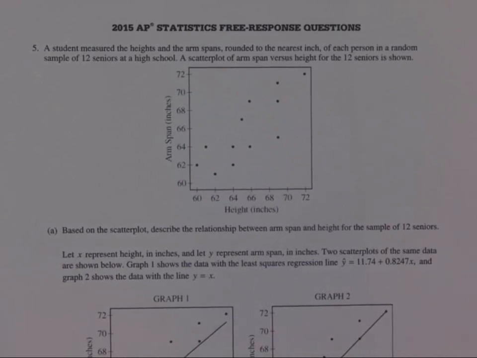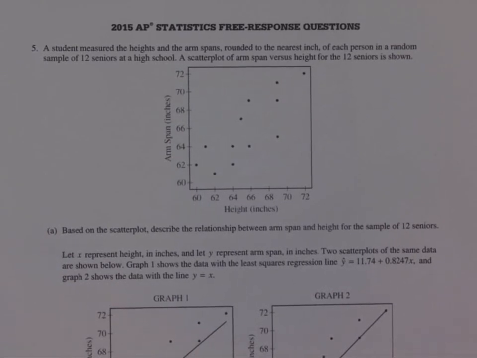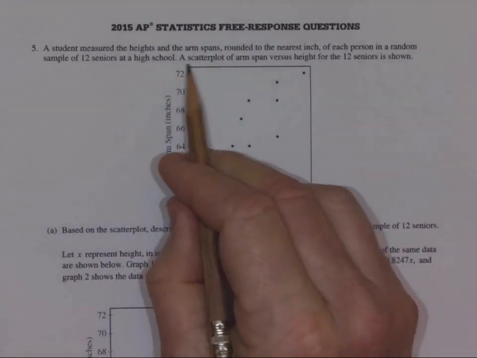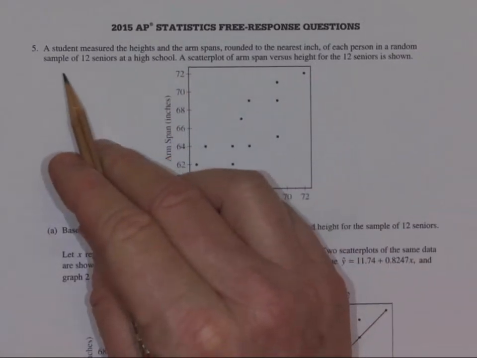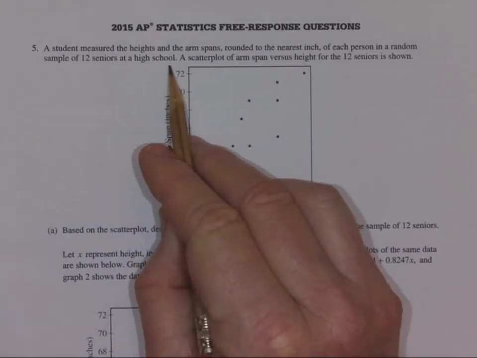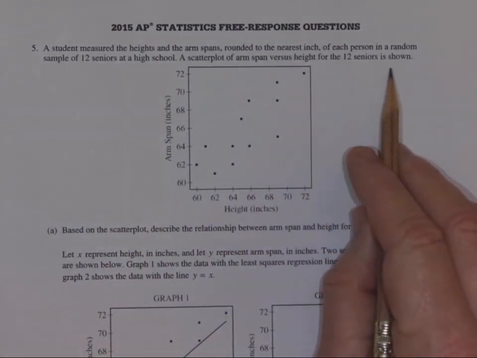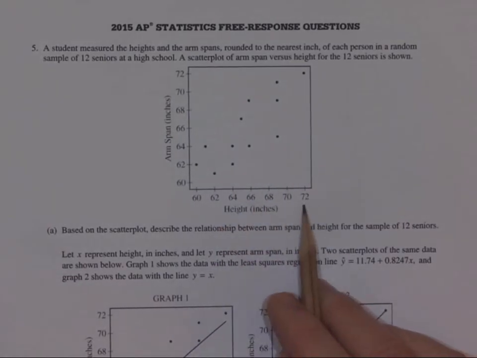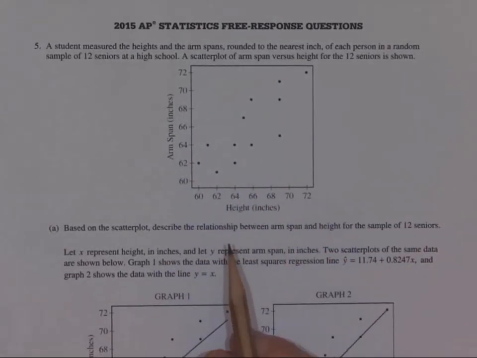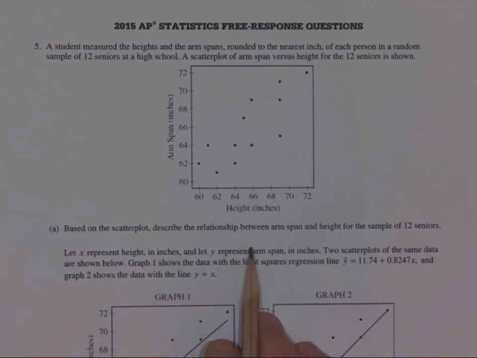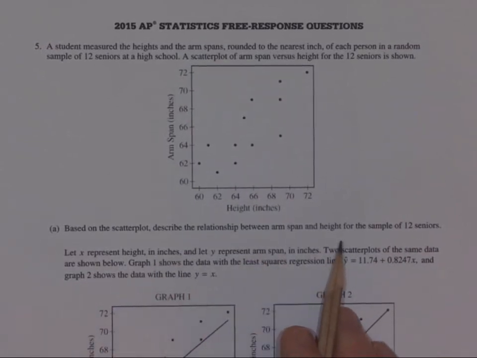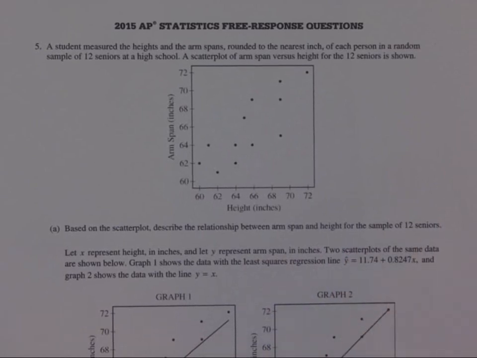Let's read this together, and if you want to give it a try, pause the video. A student measures the heights and the arm spans, rounded to the nearest inch, of each person in a random sample of 12 seniors at a high school. A scatter plot of the arm span versus height of the 12 seniors is shown below. The height is the x variable and the arm span is the y variable. Based on the plot, describe the relationship between the arm span and the height for the sample of 12 seniors. This one lays out a bit long, and I'm not going to be able to fit the whole problem on here, so if you want to pause the video and do part A, that would be good.